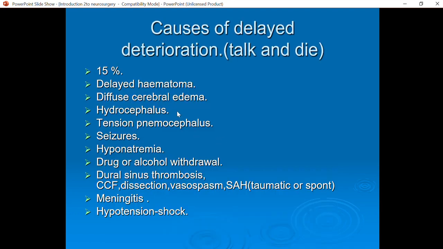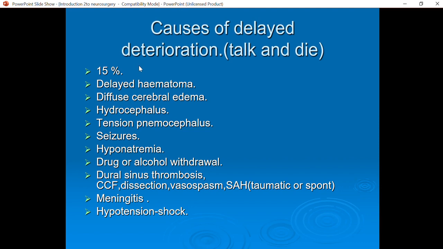Okay, this slide is very important for you. The causes of delayed deterioration. Patients come to the emergency room after significant head trauma, car accident, car turnover, or fall from the second or third floor, but they came talking and walking. The brain CT scan is normal and shows no neurological deficit. Wherever you see such a scenario, don't discharge the patient home, because in 15% of these cases they may deteriorate within 24 or 48 hours.